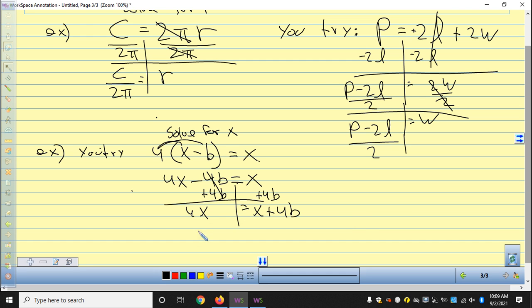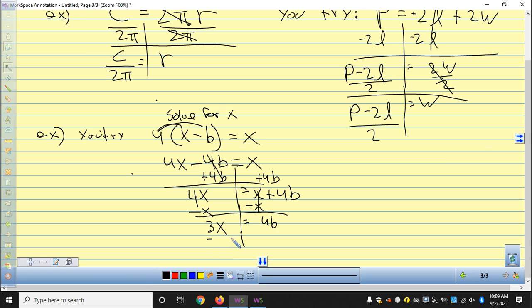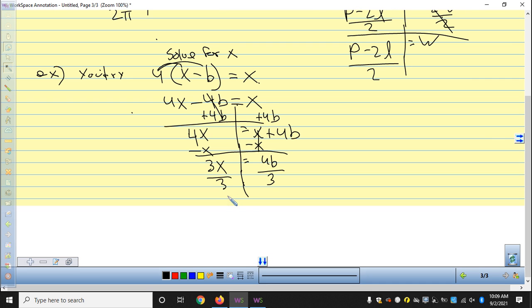I want all the x's together. So how do I get all the x's together? I'm going to subtract x. The equals comes down, the 4b comes down, and these go away. 4x minus x is 3x. And now I can get that 3 away from the x. And I get x equals 4b divided by 3.